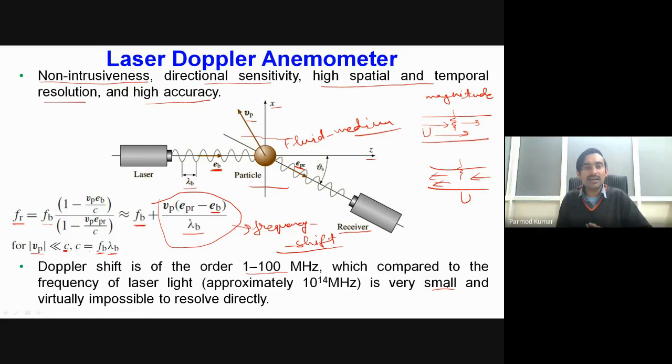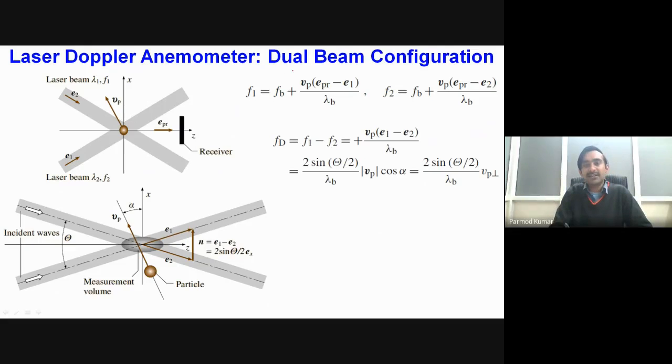So because of that, generally in practical scenarios we don't go for the single incident beam; rather, we use the dual incident beam as the measurement device in our practical applications. Okay, so let us try to see. In case of dual beam configuration, what we have is nothing but two laser beams.